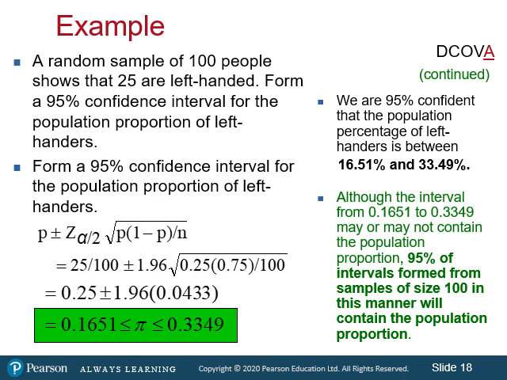What we can conclude from here is that we will be 95% confident that the population percentage of left-handers is between 16.51% and 33.49%. Although the interval from 0.1651 to 0.3349 may or may not contain the population proportion, 95% of the intervals from sample sizes of 100 constructed in this manner will contain the population proportion.